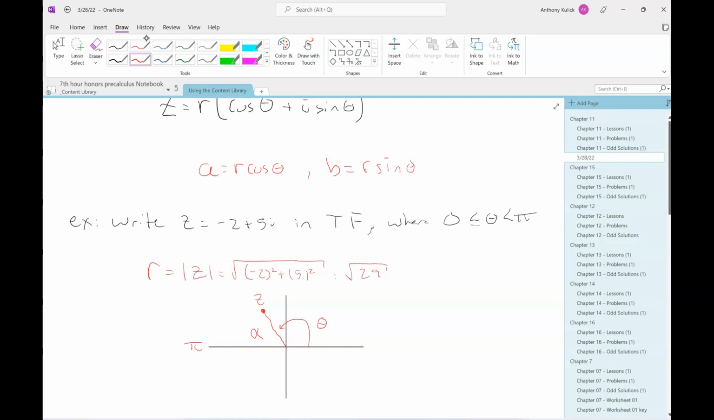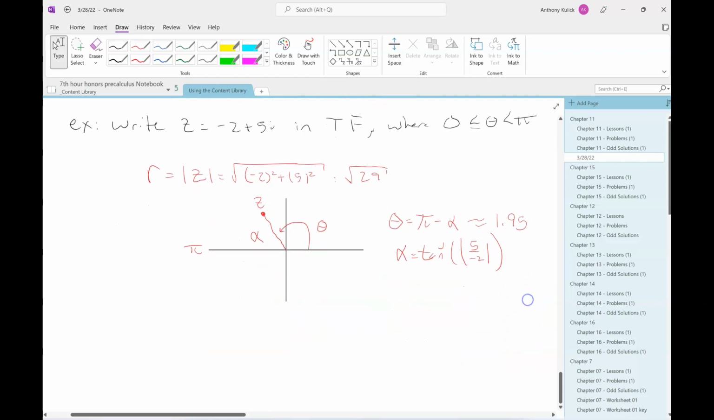Been a minute since we did stuff in radians. Most last chapter we were in degrees a lot of the time. Come back and do a radian version here. So theta then is going to be pi minus alpha, where alpha is the tan inverse of the absolute value of b over a. So when I type that into my calculator, you get about 1.95.